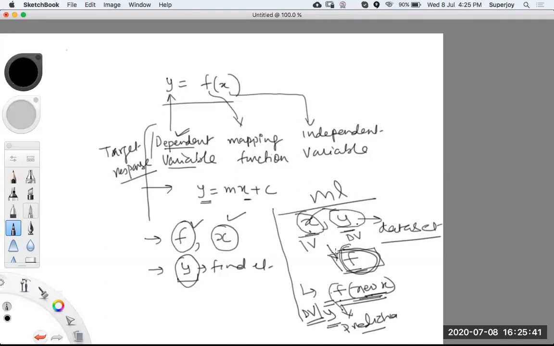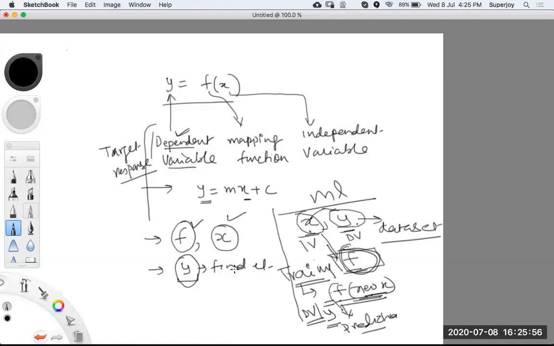And act of finding out the mapping function, X aur Y agar de rakhe hain, data set agar de rakha hai, using that, finding out the mapping function is known as training. Isko hum kehte hain training. This is called training.